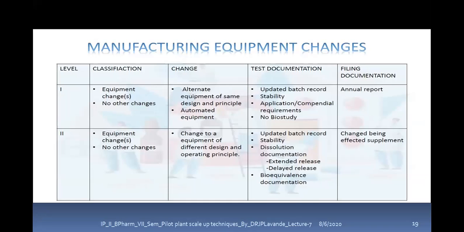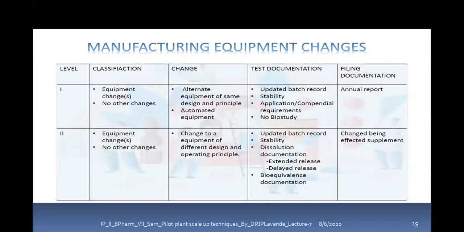We require the documentation, updated batch record, stability, application compendial requirement, no biostudy is required. Reporting is annually. If it is level 2, same equipment change, but the changes are to equipment of different design and operating principle. If the design is going to be changed, instead of a blender, a V-shaped blender, or another shaped blender that is going to be used, that is the design change.